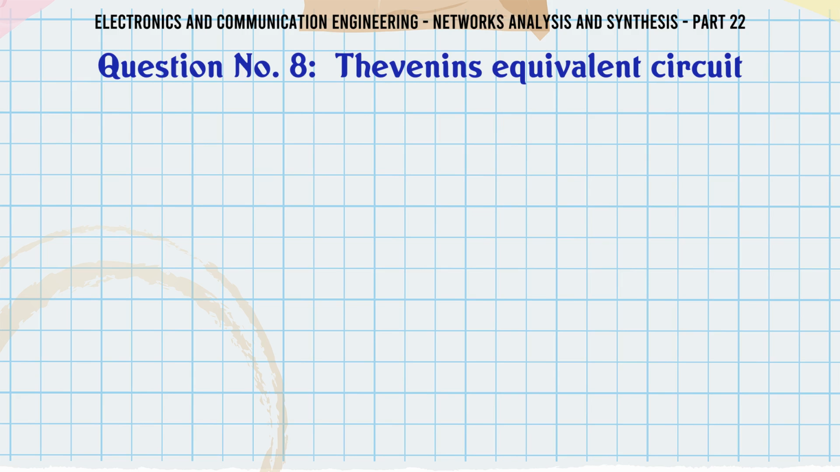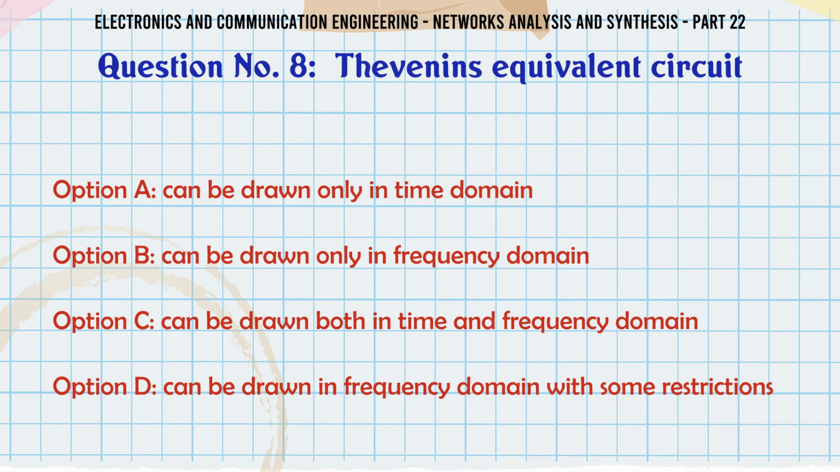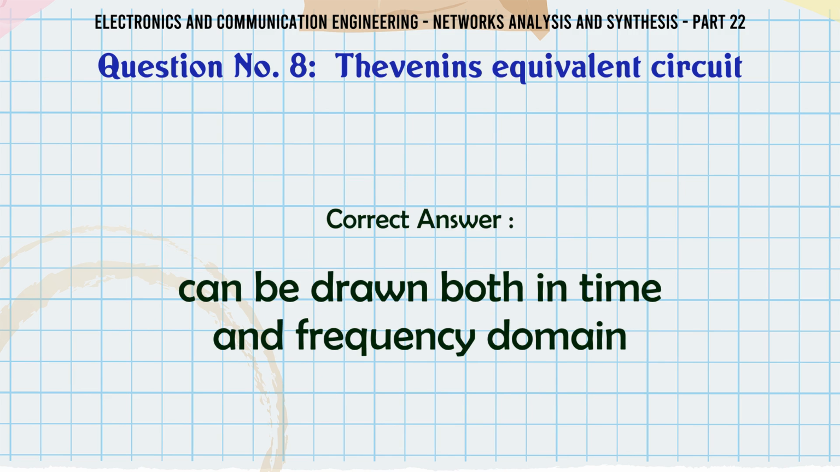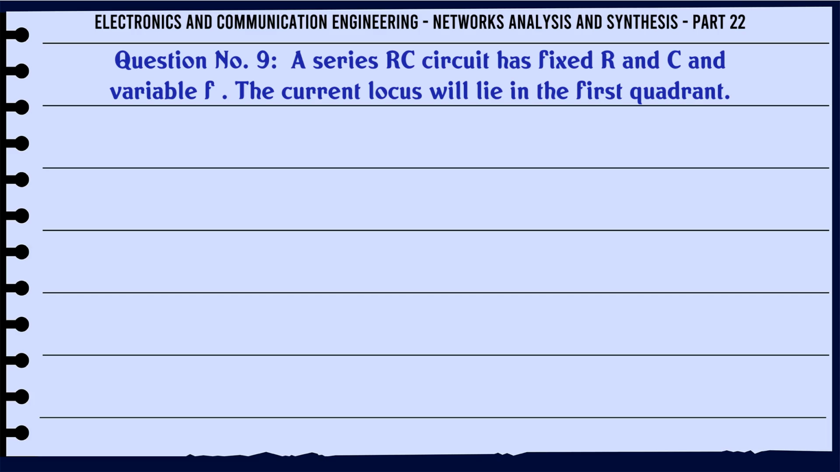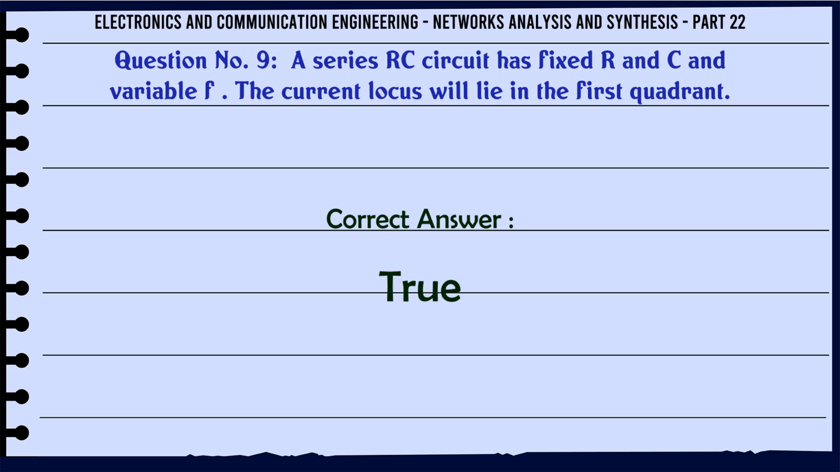Thevenin's equivalent circuit: A. can be drawn only in time domain, B. can be drawn only in frequency domain, C. can be drawn both in time and frequency domain, D. can be drawn in frequency domain with some restrictions. The correct answer is can be drawn both in time and frequency domain. A series RC circuit has fixed R and C and variable f. The current locus will lie in the first quadrant. A. true, B. false. The correct answer is true.